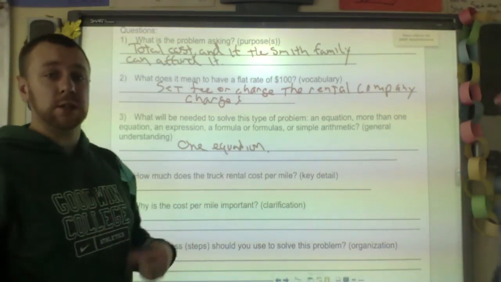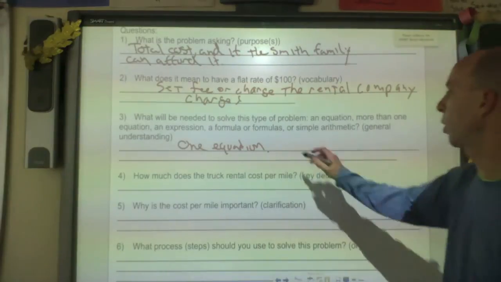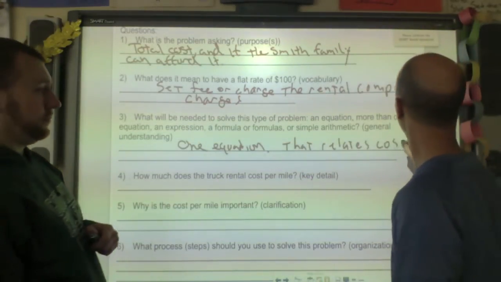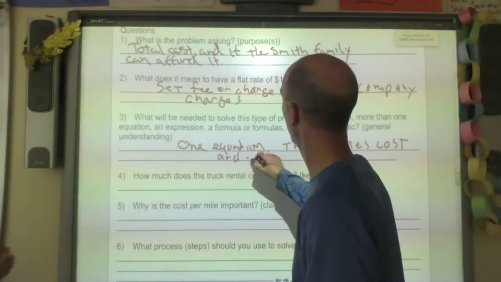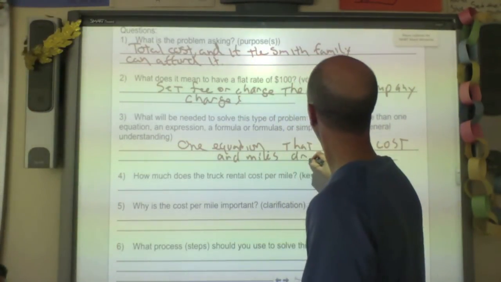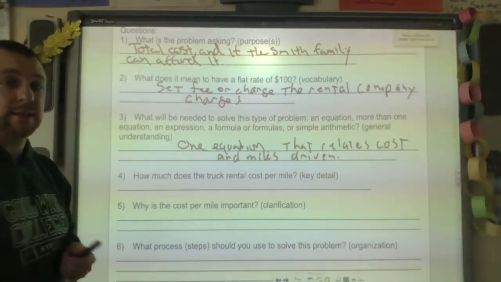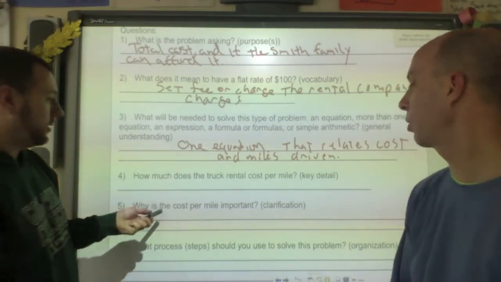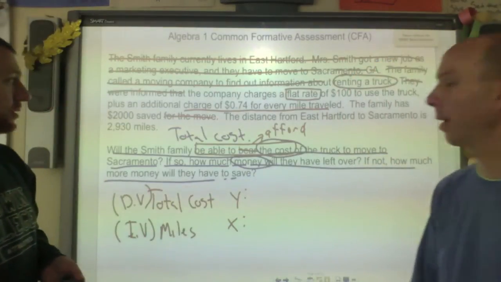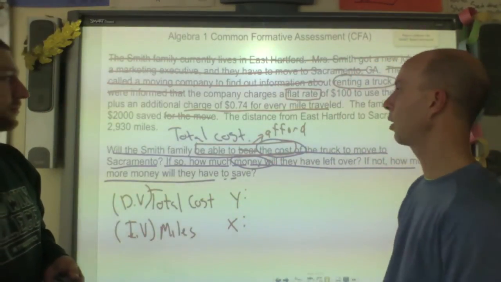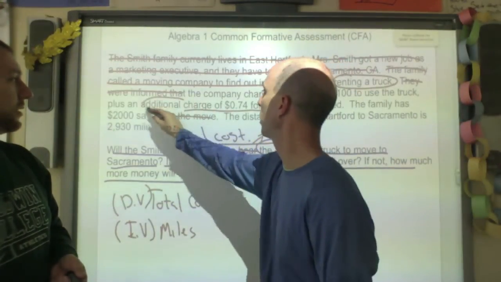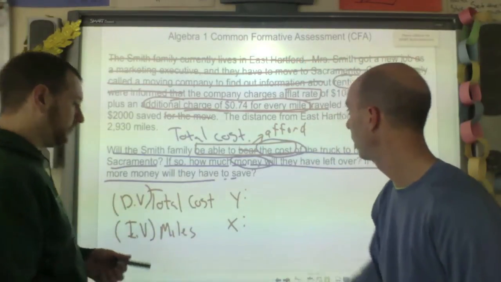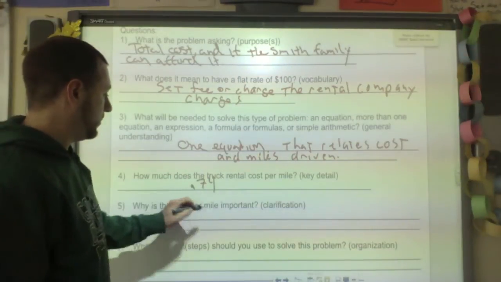Okay, and we're just going to use cost in miles. Yeah, one equation, and you might even add that relates cost and miles driven, and that's just a little more detail on that. He's a very detail-oriented person. Question number 4, how much does a Trent rental cost per mile? For that key detail, simply go back into the problem. You look back into the word problem, and you'll see it says charges an additional 74 cents for every mile. So that one would be simple, 74 cents.